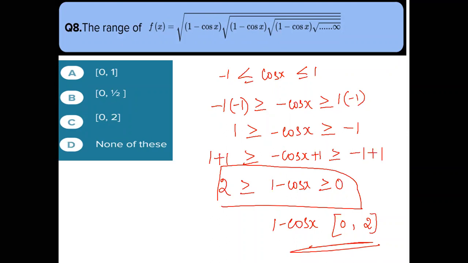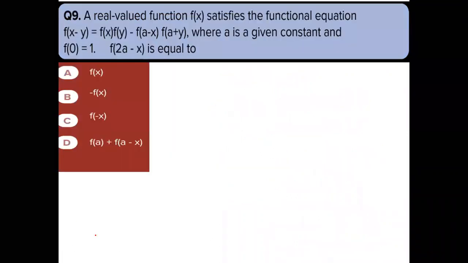Okay, next question. See, as I've told you many times, math is nothing but... whatever topic you take, it has a relation to the previous topic. That's why you should not forget the topics. Whatever topic you take, it is interconnected. So this is the next question.